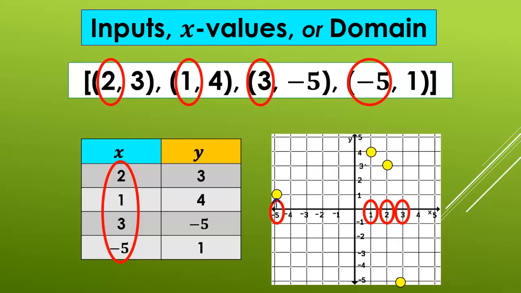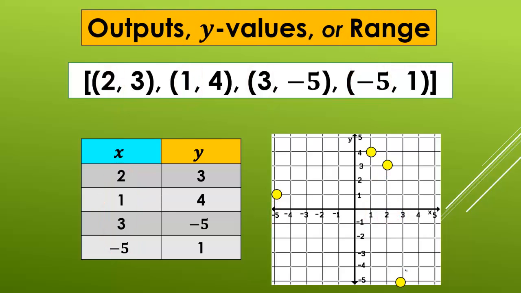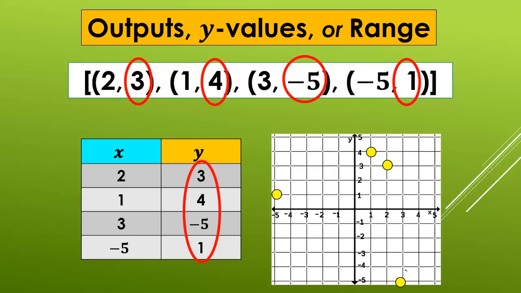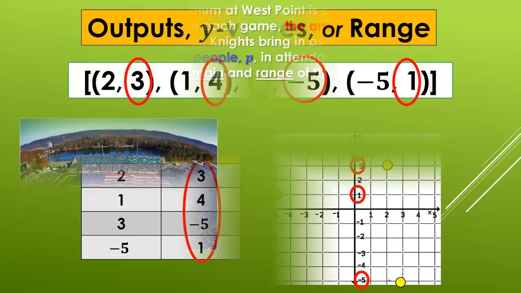So if you look up, see how each one of these is tied to a point, the x value of a point. Okay, the outputs, the y values, or the range, is the second number in the coordinates, the second column in a table, or it's the vertical axis. And again, if you look at your vertical axis, each one of these circled places on the graph has a corresponding point to the left or right of it.